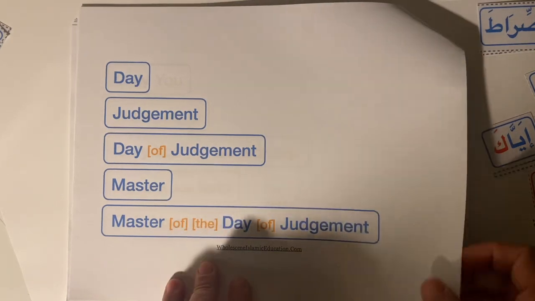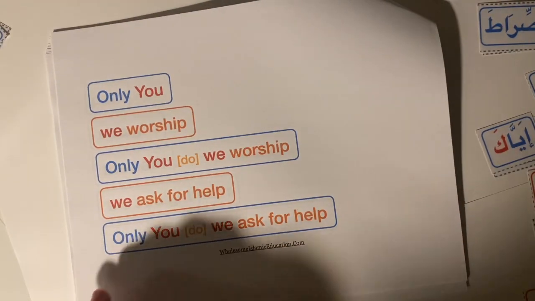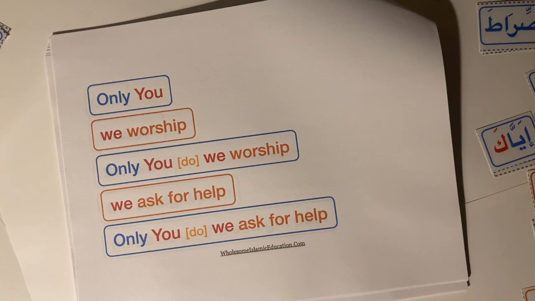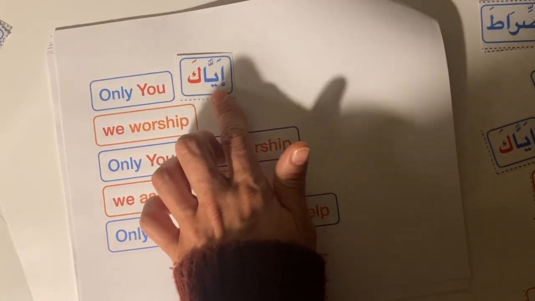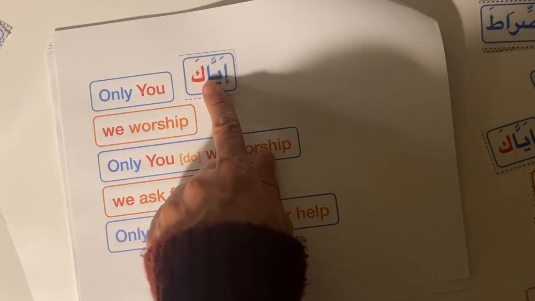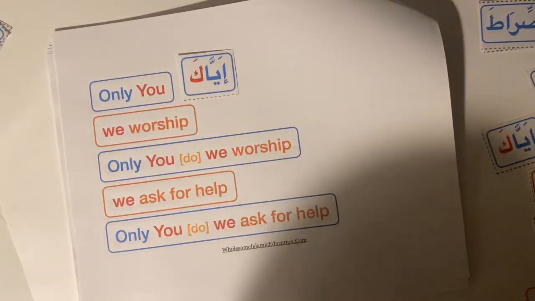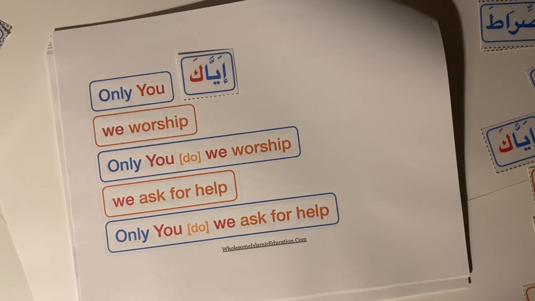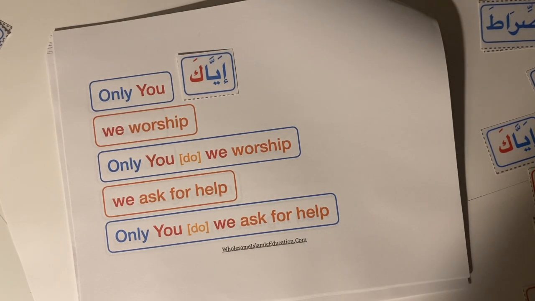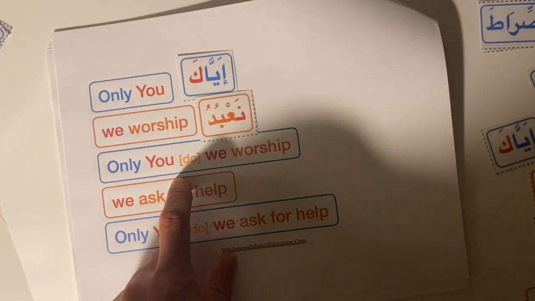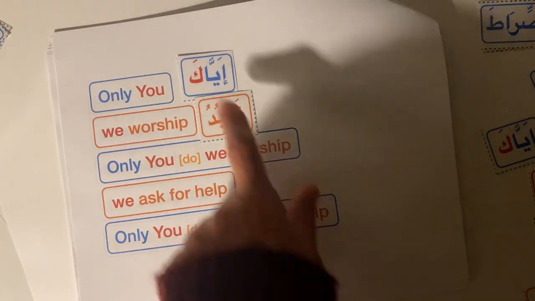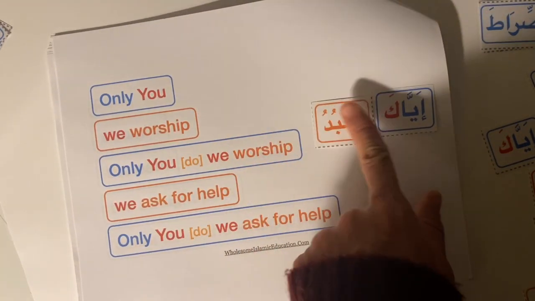Okay, now let's move on to the next ayah. We have lots more verbs over here and pronouns, so pay attention to the colors. Only you, that's the only word that we have that has blue and red, which is Iyaka. So Iya is only, then the Ka is you, only you. We worship. Again, this is one of the words that has both red and orange. So na'budu, only you do we worship, right? Only you we worship. That is Iyaka na'budu.